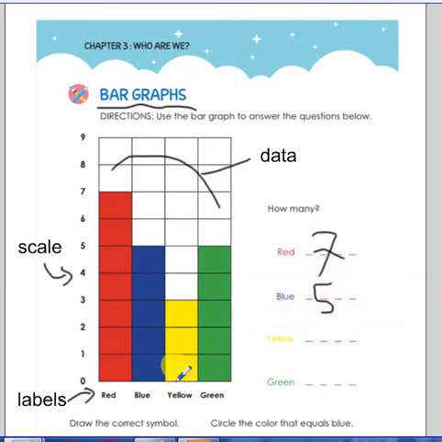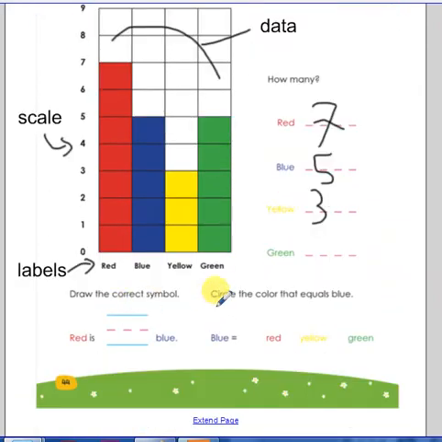Yellow, 0, 1, 2, 3. So the number of yellow is 3. We count from down, not from up. Okay? Green, 0, 1, 2, 3, 4, 5. So the number of green is 5. Red is 7, right? And blue is 5. I write the number above the word.